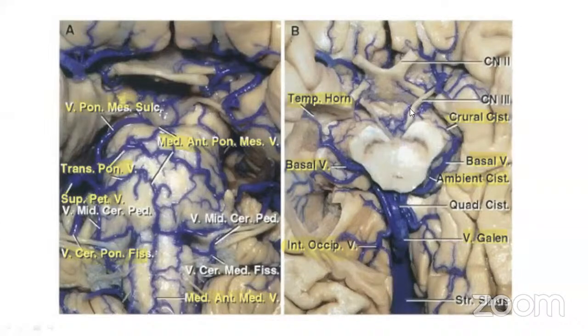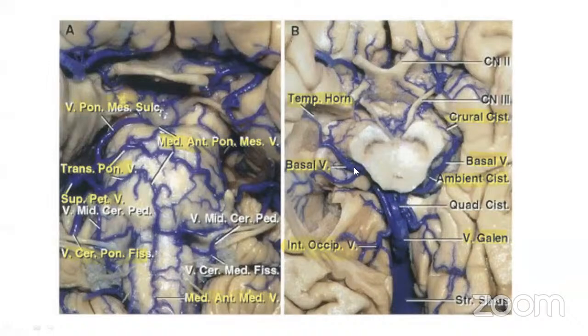This is a superior view of the brainstem. Here, this is the basal vein. We can observe that the veins from the crural cistern and the ambient cistern drain into the basal vein, which eventually drains into the vein of Galen.